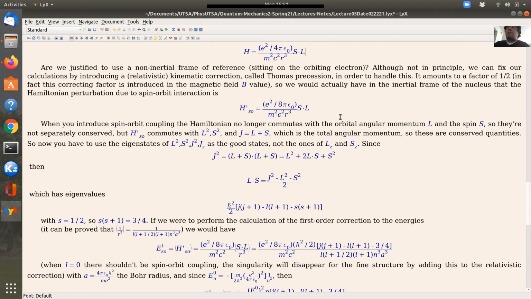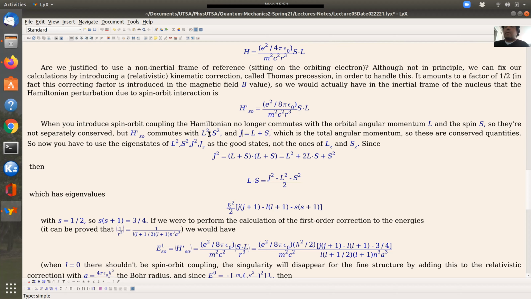So in this spin-orbit coupling, the Hamiltonian by itself does not commute with the orbital angular momentum L and the spin S only. So what you have to do is to consider basically the total angular momentum. So this will be the good momentum to consider. So not individually this one or this one, but the sum of these two. And this one will be conserved actually.